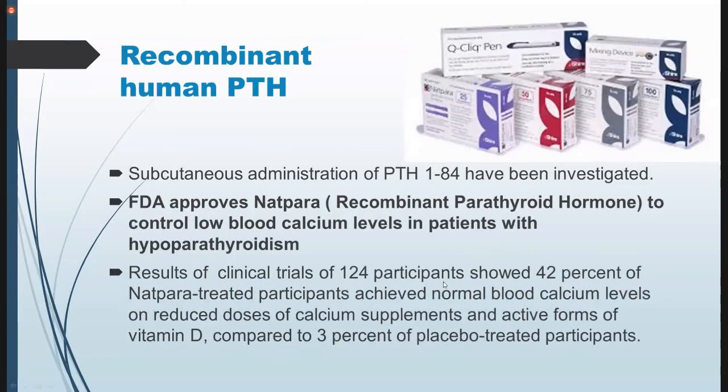Lastly, the advanced treatment of hypoparathyroidism is recombinant human PTH, which is not available in Pakistan. But this is a subcutaneous administration of this PTH hormone. The FDA, that is the Food and Drug Administration in the USA, approved it by the name of Natpara, and the trials have shown good results.